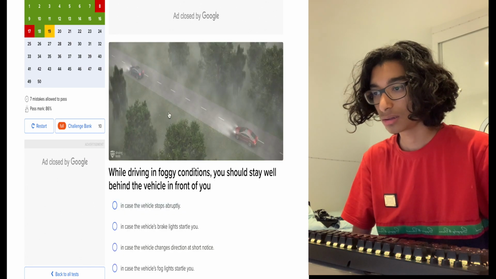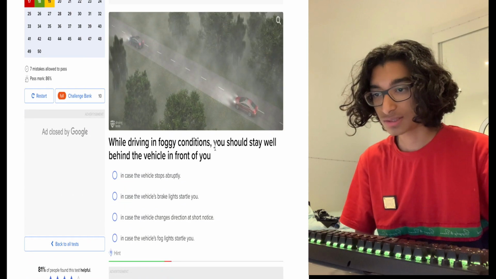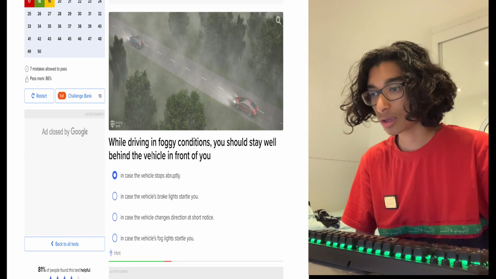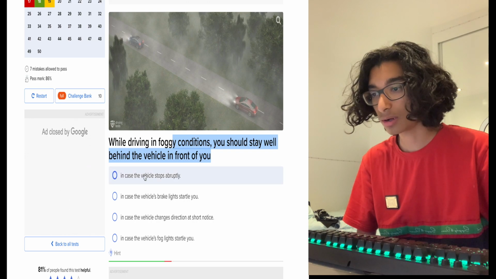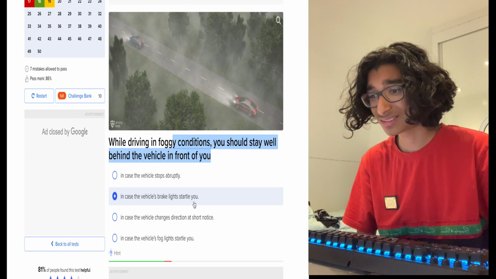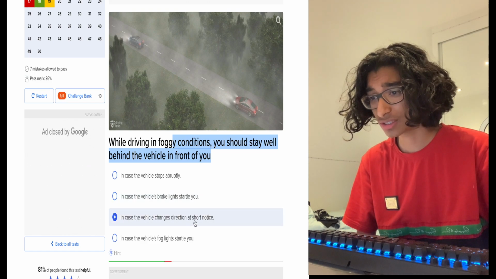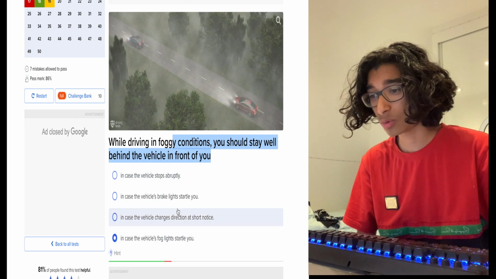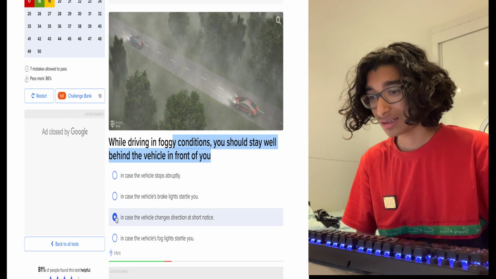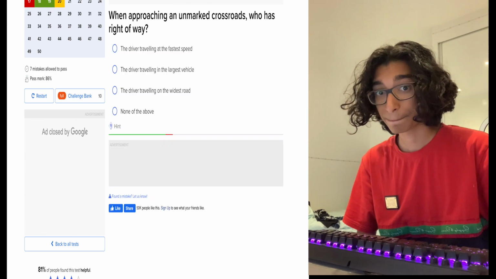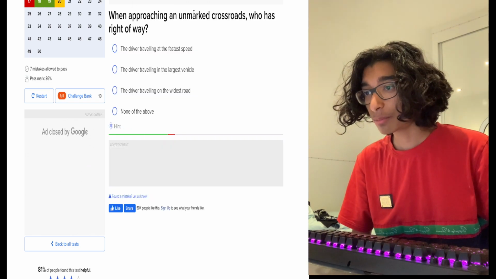Yeah. While driving in foggy conditions, you should stay well behind the vehicle in front of you in case the vehicle drops out suddenly, in case the vehicle's brake lights startle you, in case the vehicle changes direction at short notice. I think it's the first one, it's either 1 or 3. But where would the person change direction to? So I think it's the first one, yeah. I'm a pro.